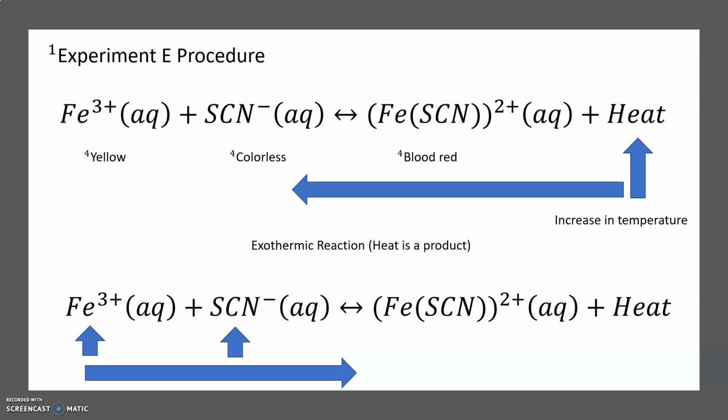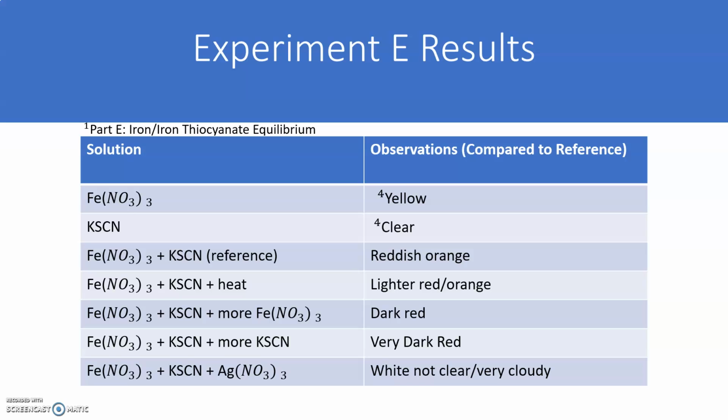The final stress added was the addition of AgNO3. When this was added, a solid product was formed, being Ag+ and Cl-, and the solution became a creamy white. This would mean the reaction shifted left to reach equilibrium once again. This slide exhibits the observations made in Experiment E.